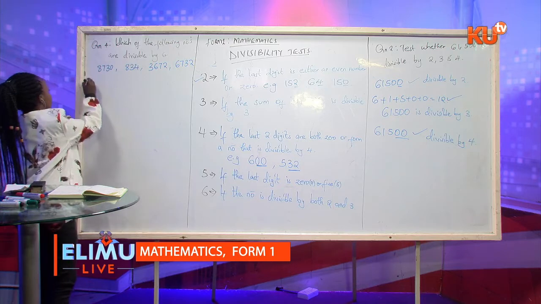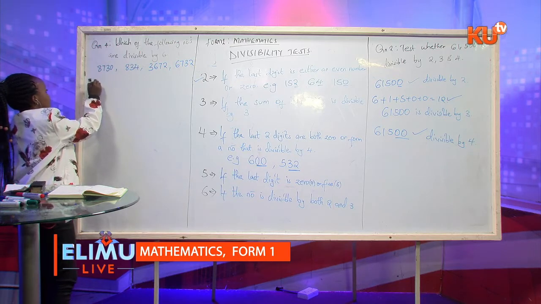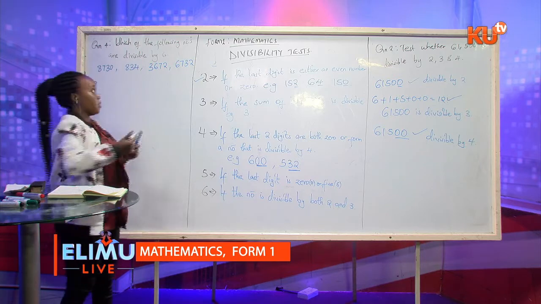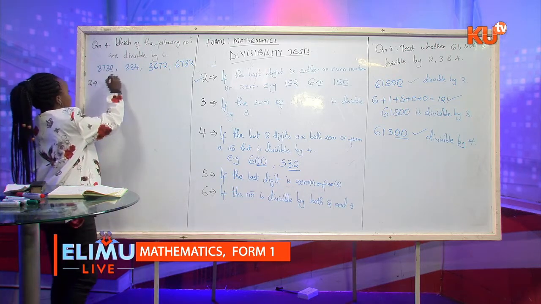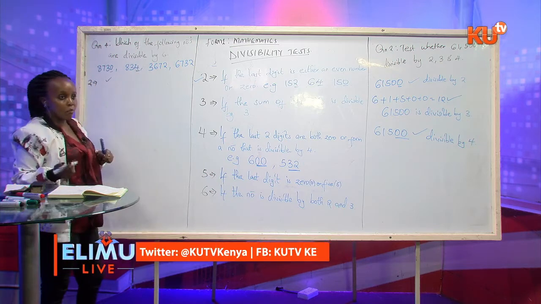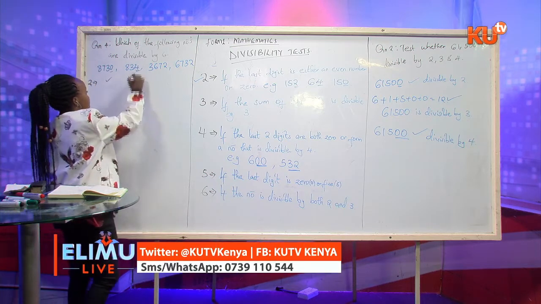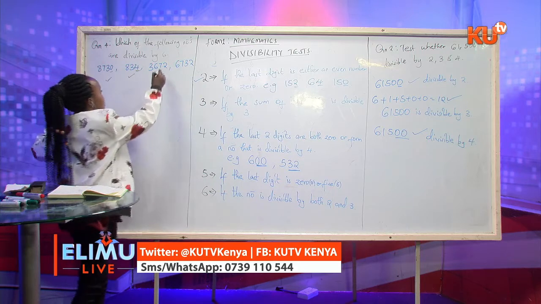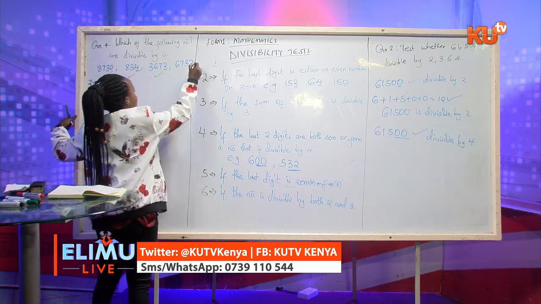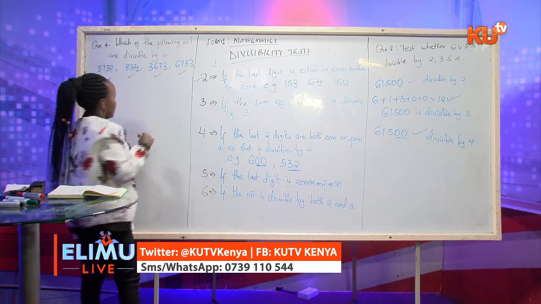Let us test if these numbers are divisible by 2. For 2, the last digit should either be an even number or 0. So the last digit is 0, meaning it is divisible by 2. The last digit here is 4. 4 is an even number, meaning it is divisible by 2. The last digit here is 2. It's an even number, meaning it is divisible by 2. And the last digit is also 2, meaning it is divisible by 2.